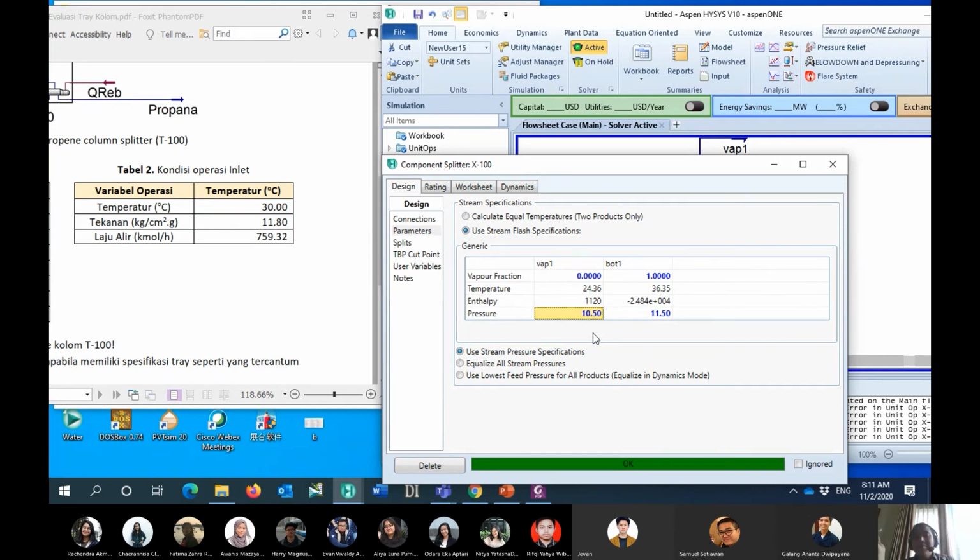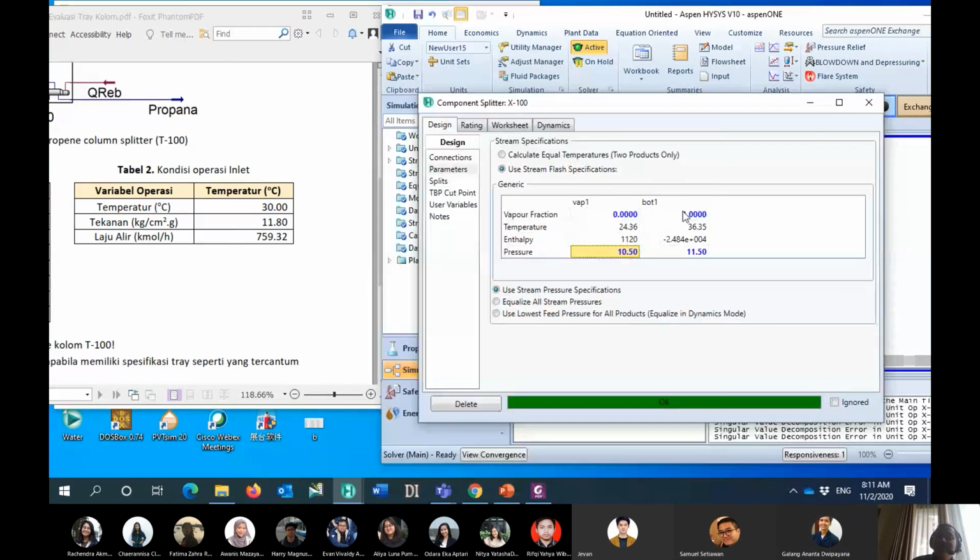So is it clear? But sir, in this case you have a bottoms product, and the bottoms product should be liquid, while all the vaporized one is recycled back? Yeah, yeah. Okay.